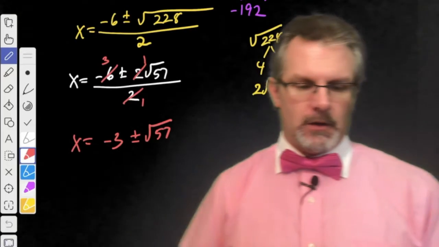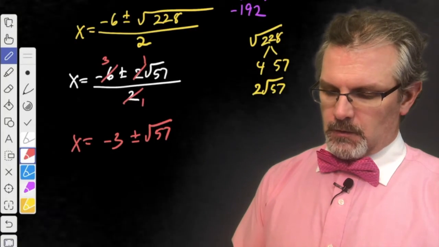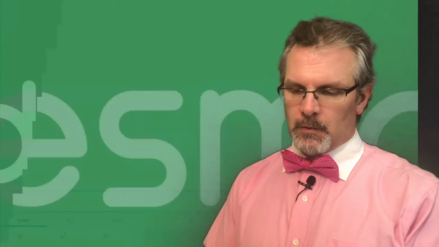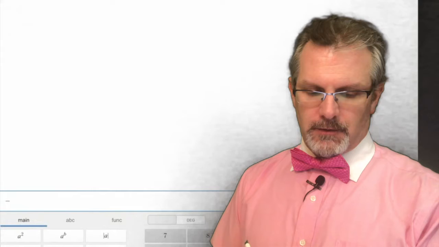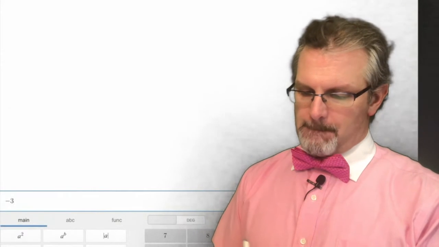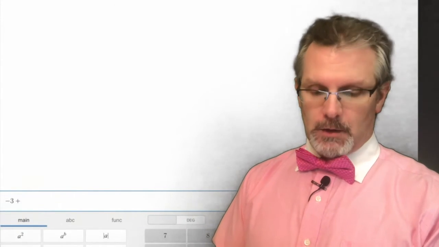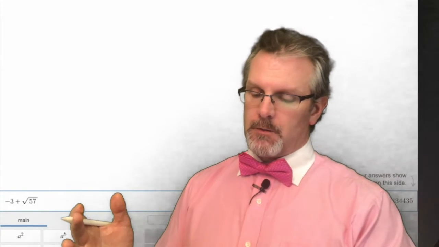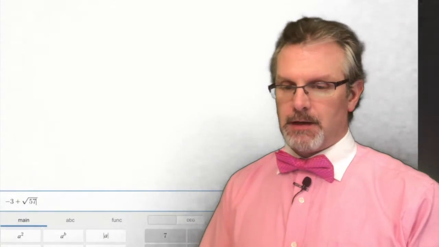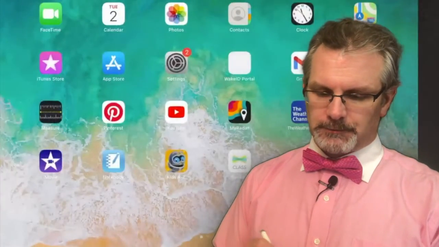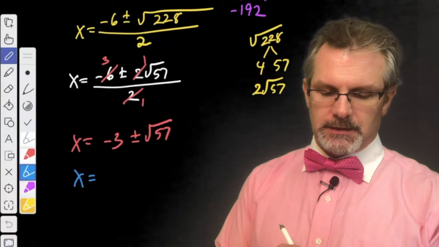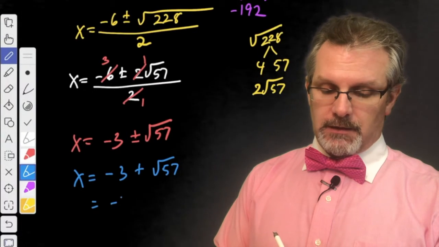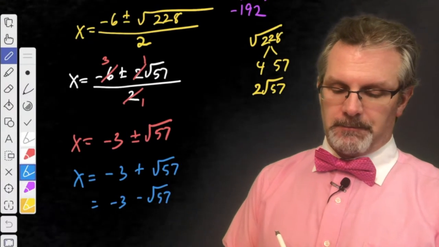So we'll put that into the calculator. Let's go into our scientific calculator here. We said negative 3 plus the square root of 57. It comes up to be about 4.55. So writing this out, x equals negative 3 plus the square root of 57, and the other one was negative 3 minus the square root of 57.